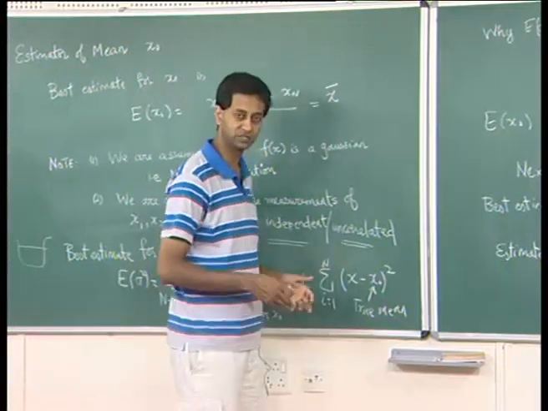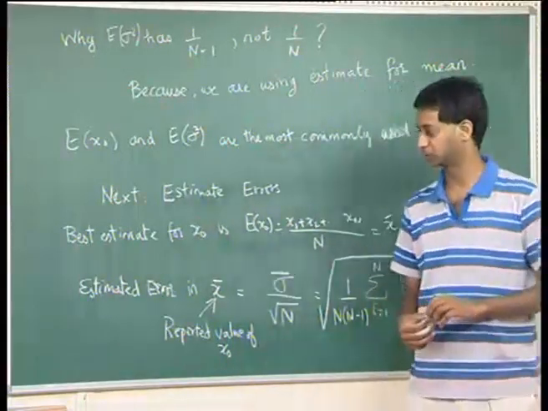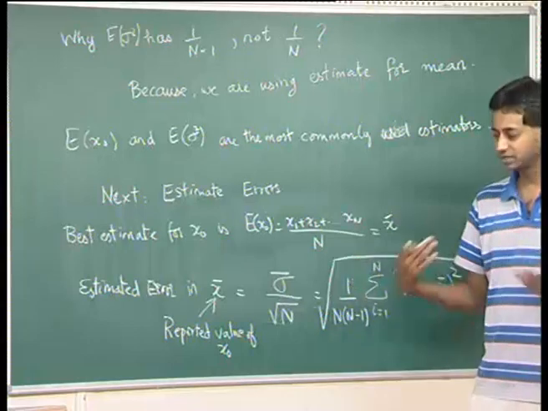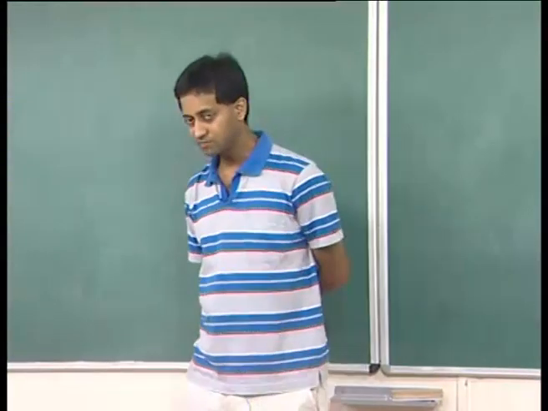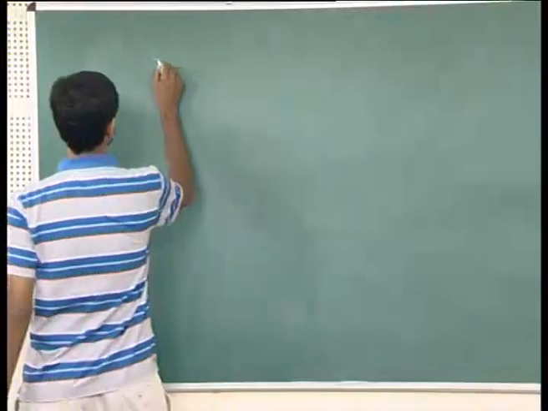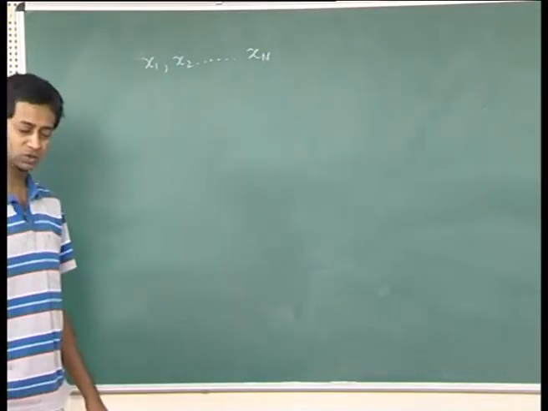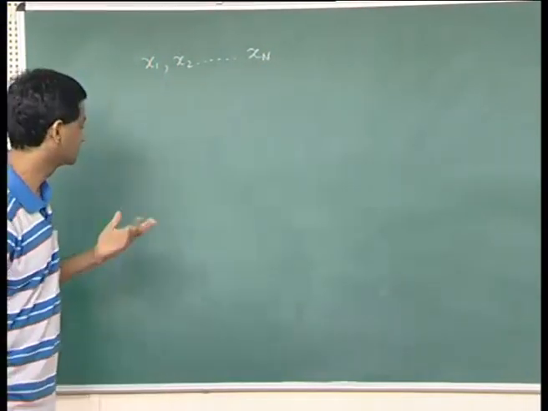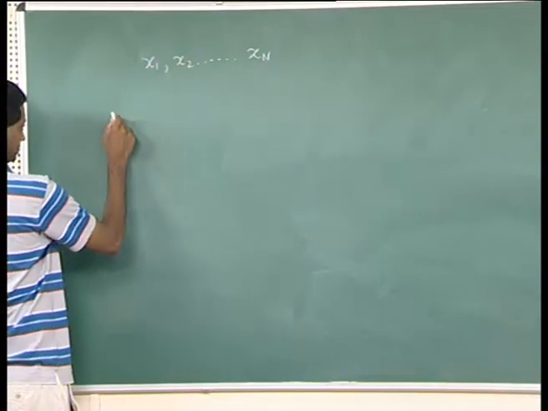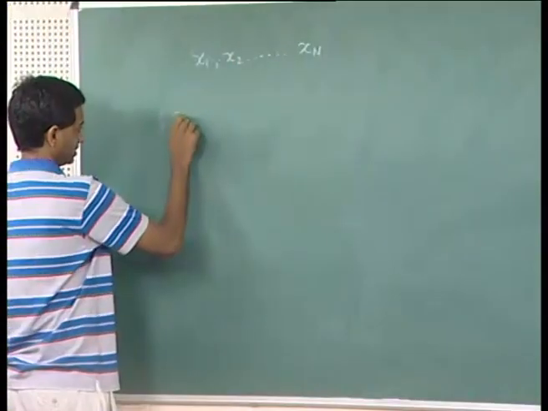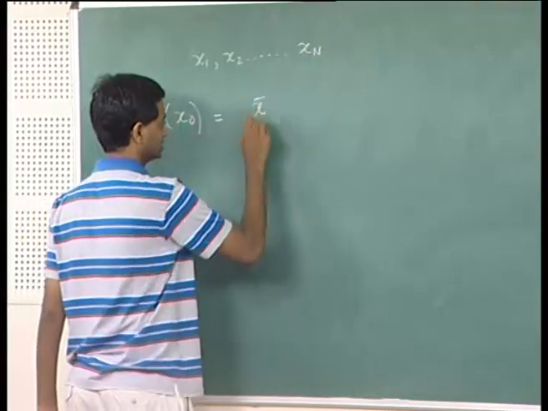Let's say you want to report them in a lab report, in a scientific journal, or in a book. What should you report? If you have a bunch of measurements, how should you report the result of those measurements? Suppose you have measurements x1, x2, up to xn, and you want to report your data. Then you say that the best estimate for x0 is x bar.